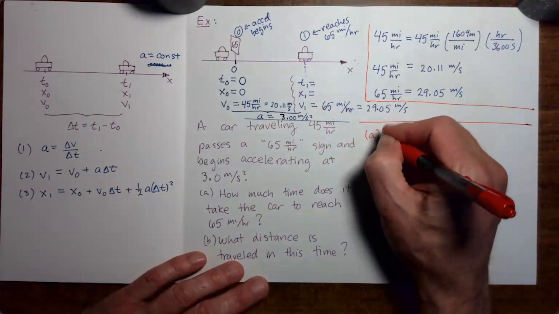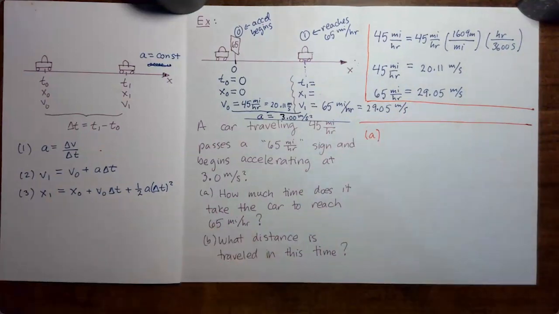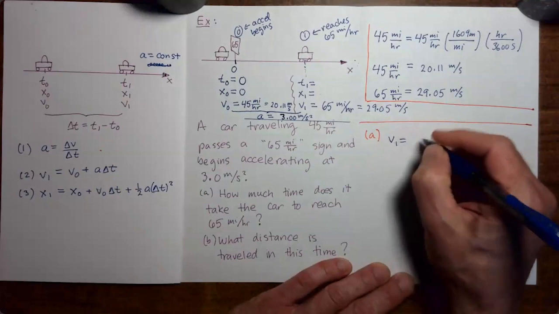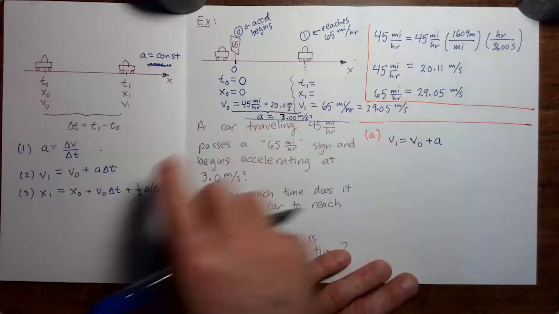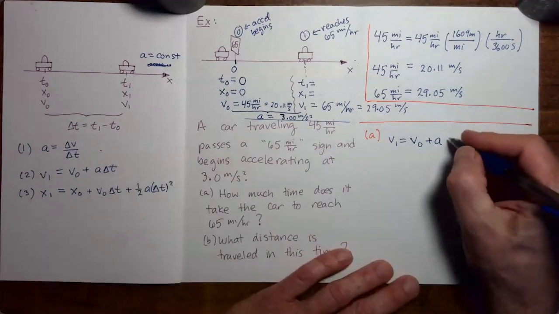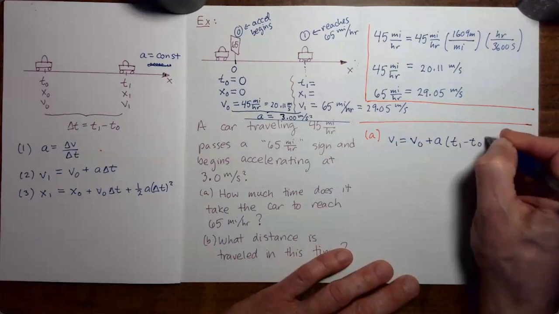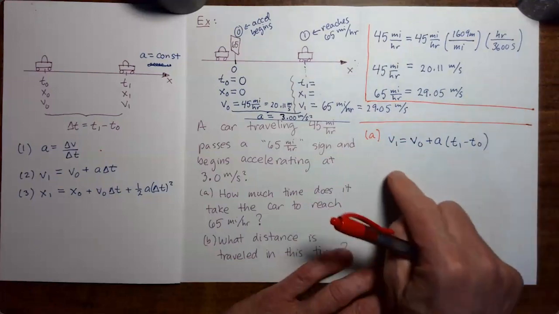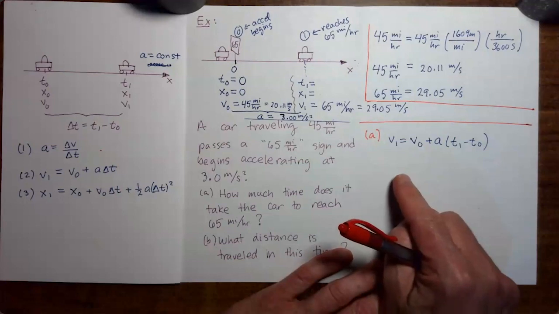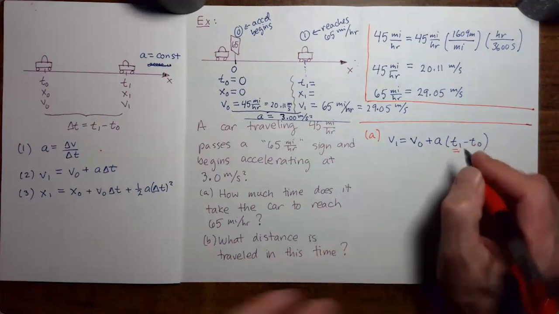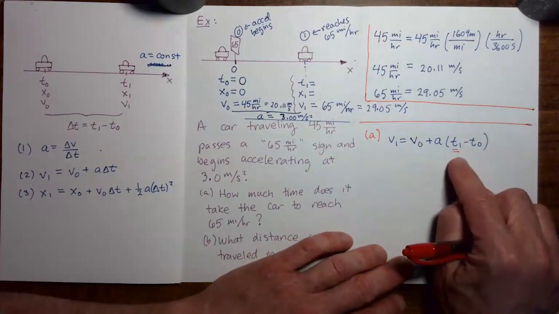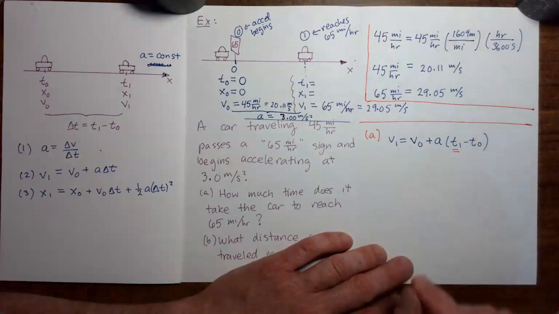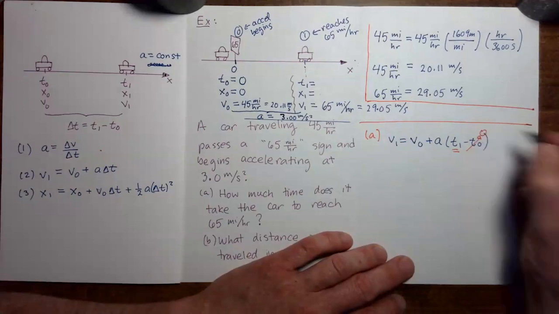Okay, so here's how we do part A. Let's look at equation 2 there. I'm going to write equation 2 as v1 equals v0 plus a delta t. And now we remember that delta t is, in fact, t1 minus t0. And if you look at this equation, the only unknown here is t1. So we're going to solve algebraically for time 1, then make our numerical substitutions in the last step. So t0 is 0. Let's just substitute that.